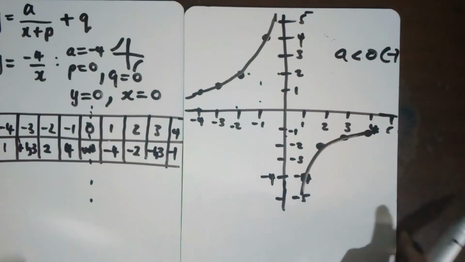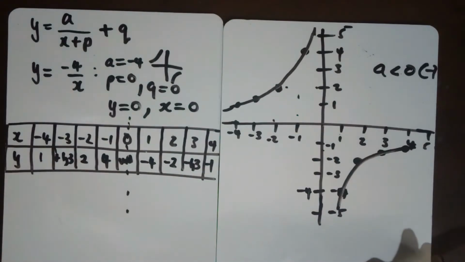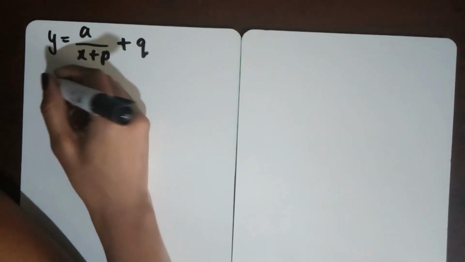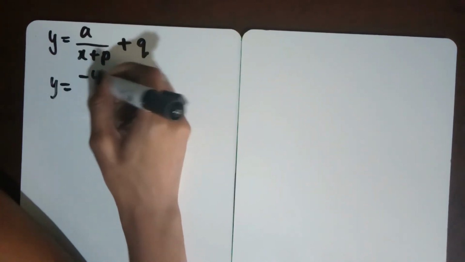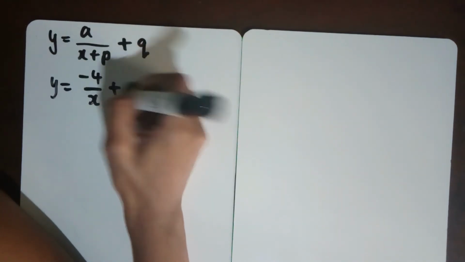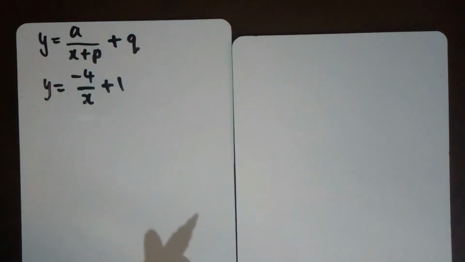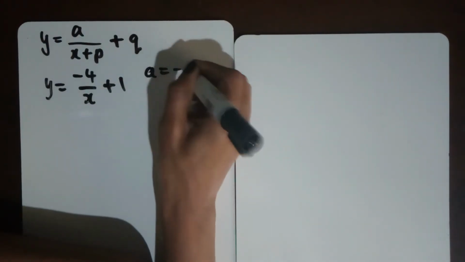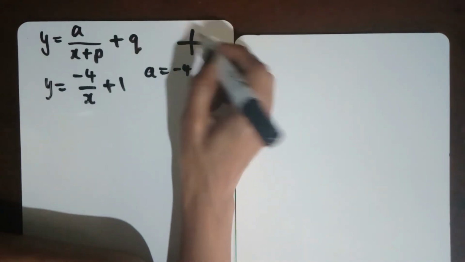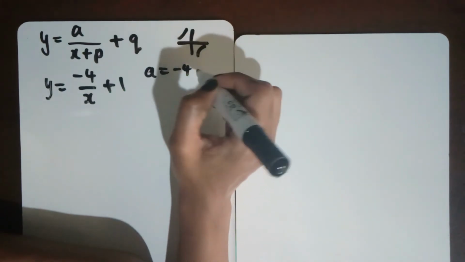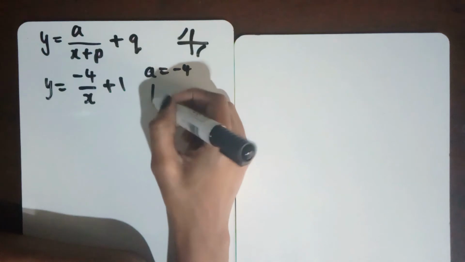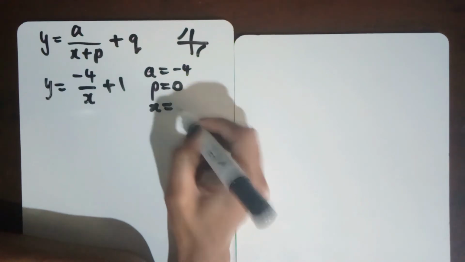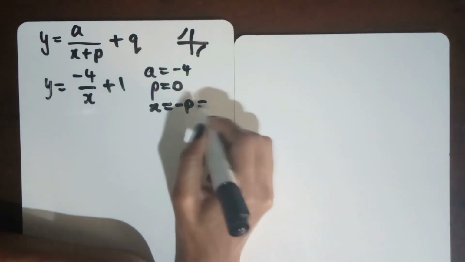Let us try to draw another function. So let us say the function that we were asked to plot was y equals -4 over x plus 1. It is a hyperbola, right? Hope you can see that, right? Cool. So from here we can say that our a is -4. It's negative. It means our hyperbola is going to be in this quadrant as well as this quadrant, right? And then p is 0, right? This means that our vertical asymptote, remember, it's the negative of p, meaning it is 0, right?